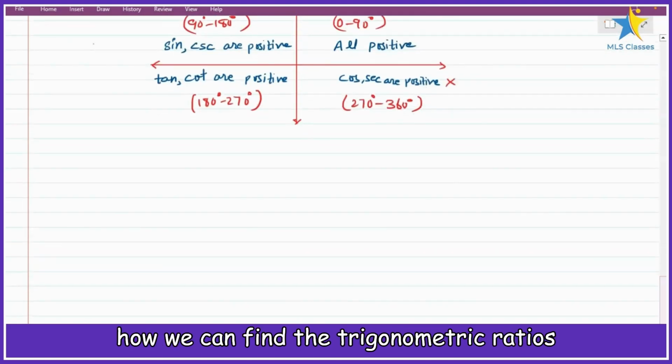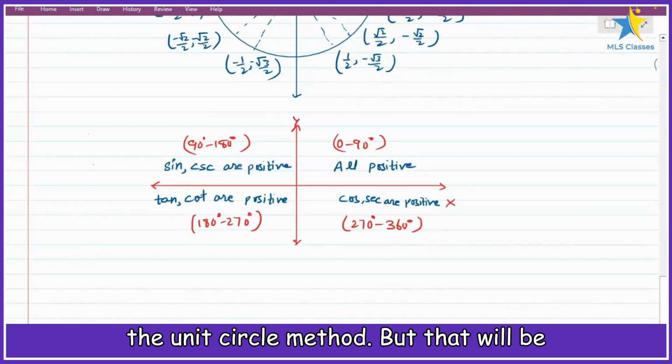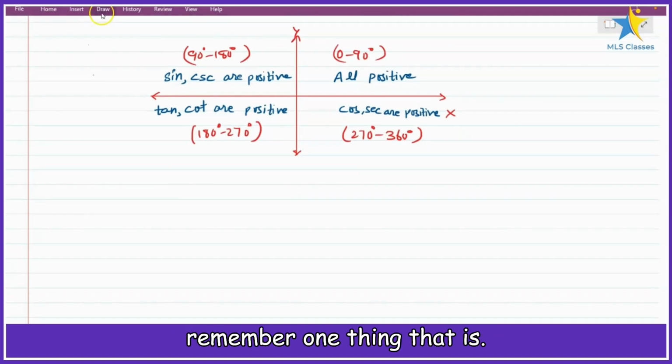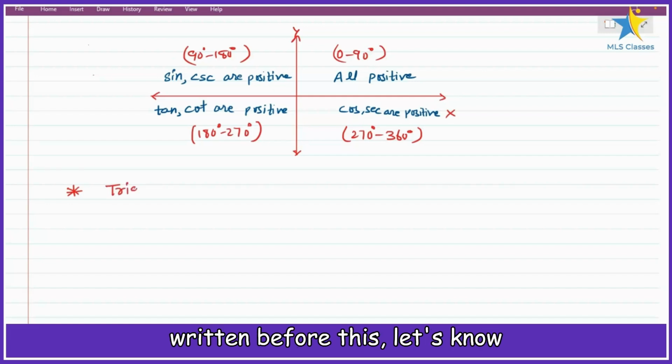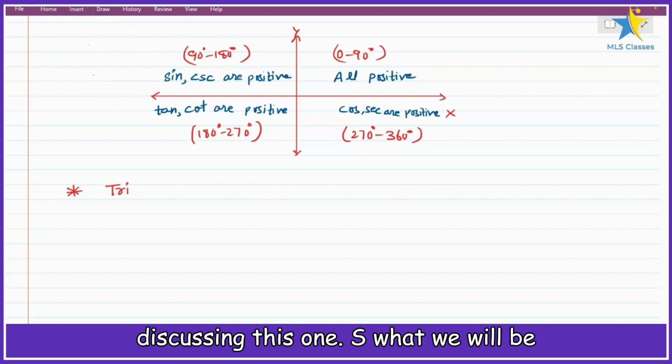Now how we can find the trigonometric ratios for bigger angles, like we have seen in the unit circle method, but that will be a little too lengthy. So we have to remember one thing, whenever any trigonometric ratio is written. Before this, let's know about how to convert from degree to radian. Then we will be discussing this one.